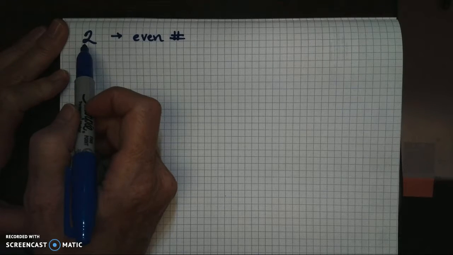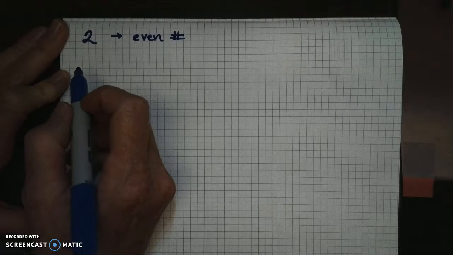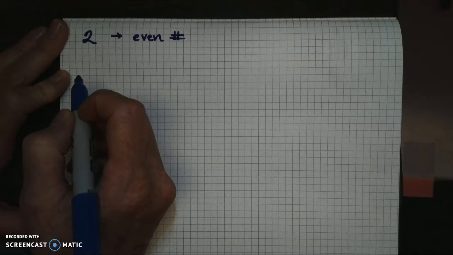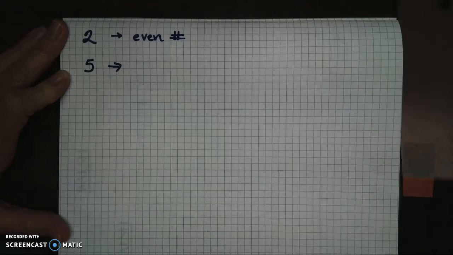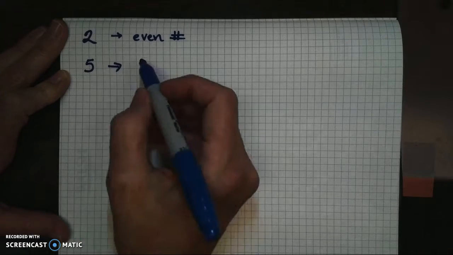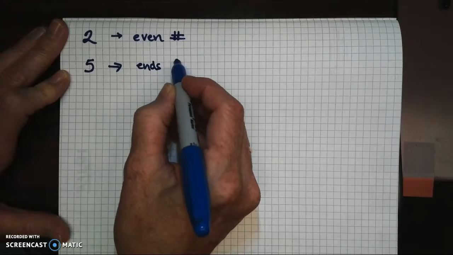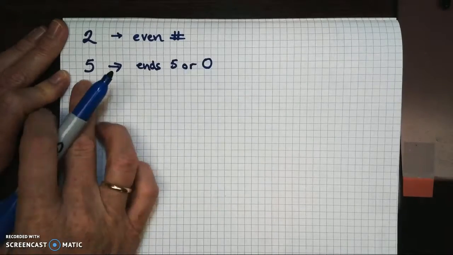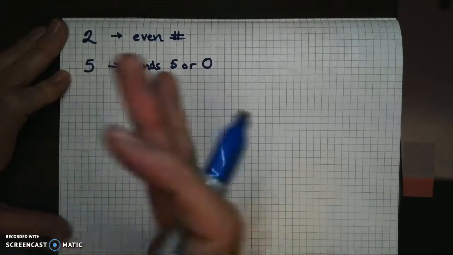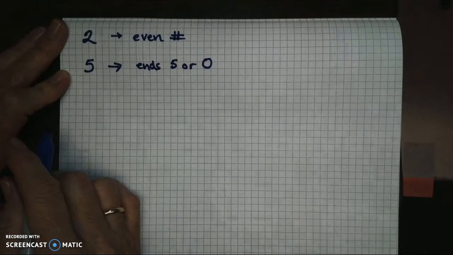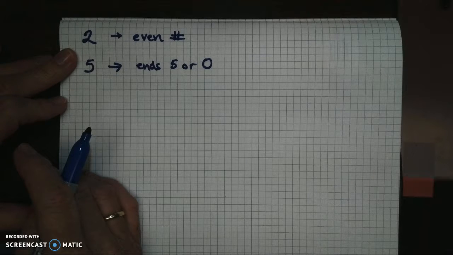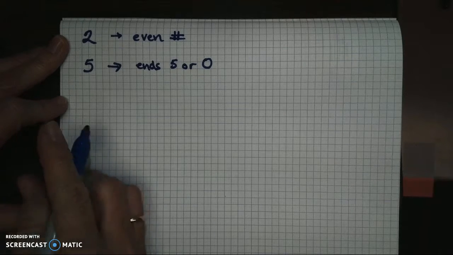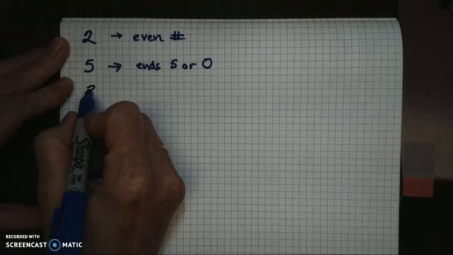Okay. The next thing I do is I look at, actually I look at this one. Because I know this one is really easy. If it ends in a 5 or a 0, it's divisible by 5. So that's right off the bat. I look at a number and I go, oh, if it's an even number, it's divisible by 2. If it ends in a 5 or a 0, it's divisible by 5. Okay? And then I go to this one, number 3.